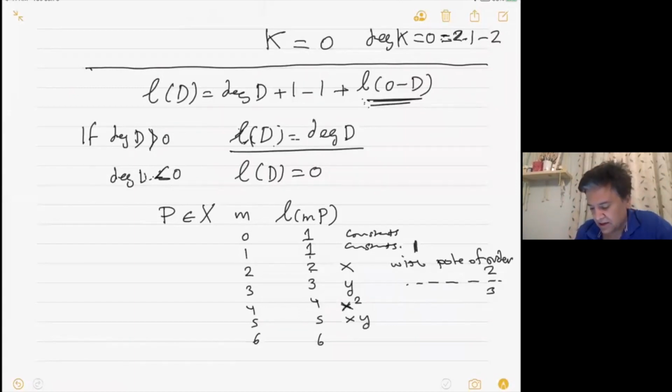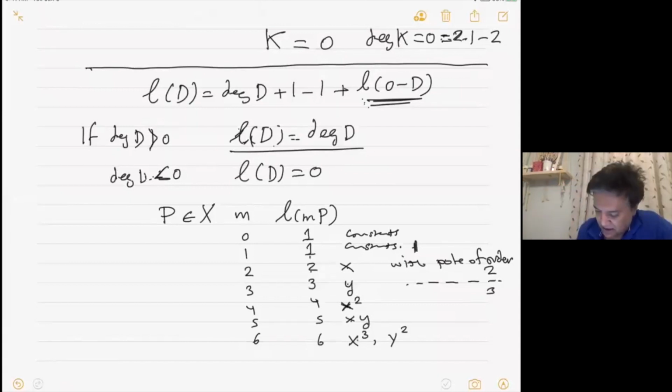Remember, x has pole of order 2, y has pole of order 3, so the product has pole of order 5. And then once you want to construct pole of order 6, there are 2 ways to do it. You can raise x to the power 3, or you can raise y to the power 2. Both of these functions have poles of order 6. Now what has happened? We have constructed 1, 2, 3, 4, 5, 6, and 7 functions in a space that has dimension 6. So what does it mean? You have 7 functions in a space of dimension 6. That means that there must be some linear relation.